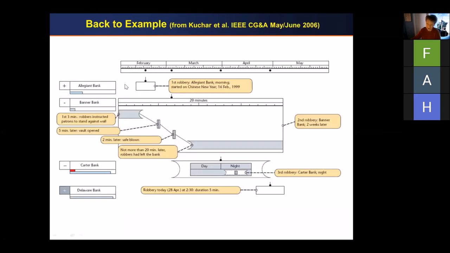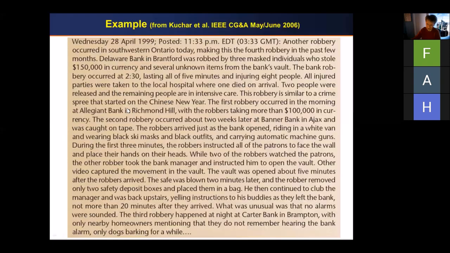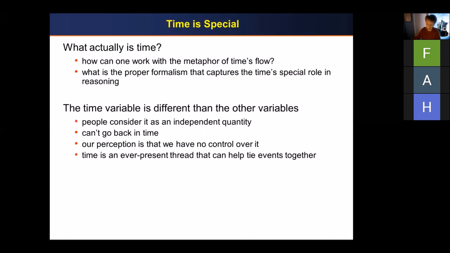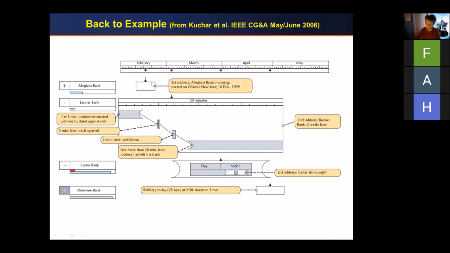So this is back to the example that I had before, with the story that I read to you. Hopefully I didn't put you to sleep reading the story. So this is the time diagram that goes with this story. February, March, April, May, this is the timeline. Then these are the different banks, the spatial locations where things happened, and this is the reconstruction of these events.